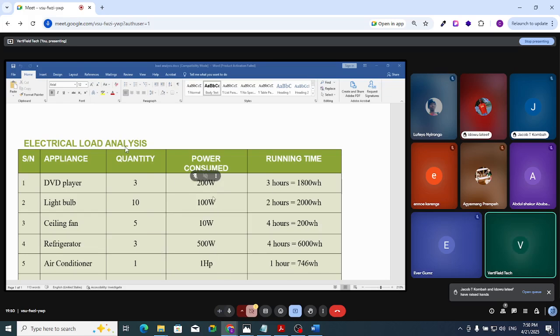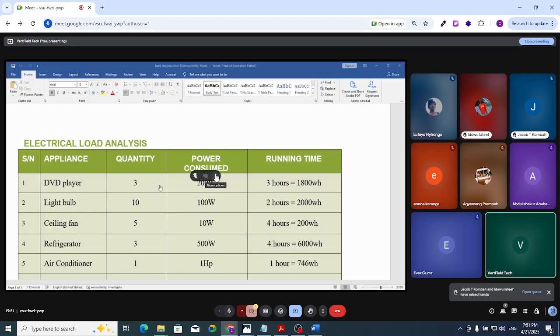So then, how do we run a load analysis on these 5 appliances? Please remember that the reason why we are running a load analysis is for us to know the energy being consumed, which is the energy need of that facility. So what is the formula? There's a formula for it. Energy need is equal to quantity multiplied by power consumed multiplied by the running time.